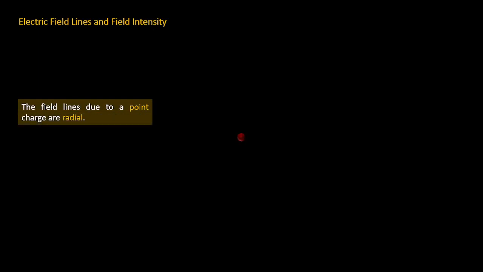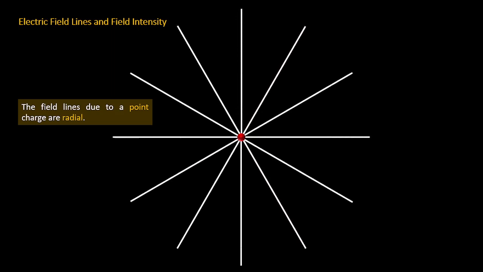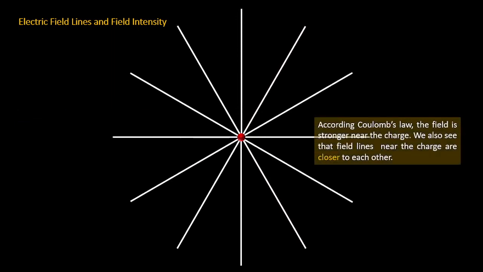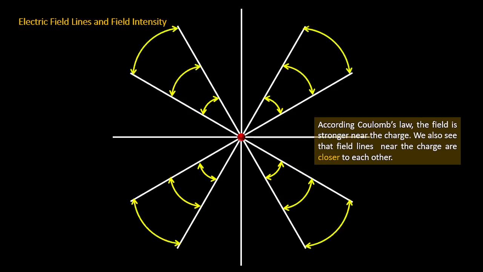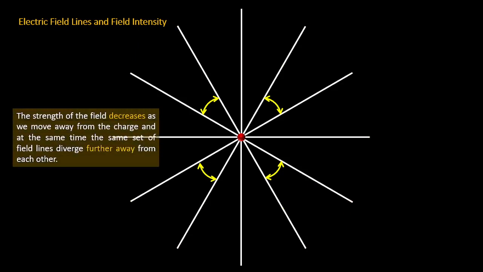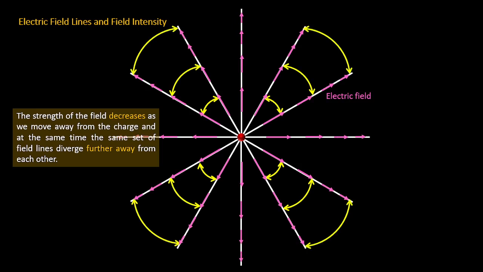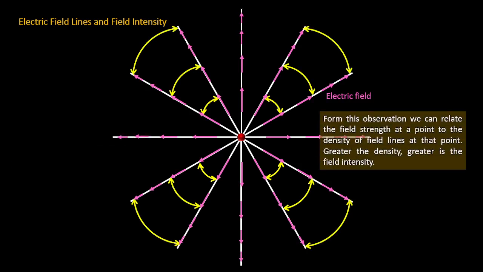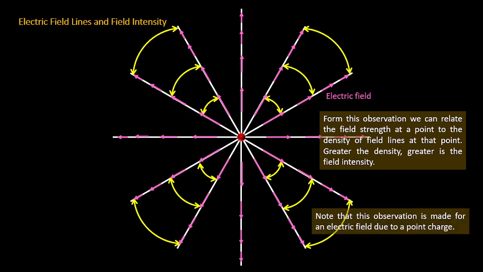The field lines due to a point charge are radial. According to Coulomb's law, the field is stronger near the charge. We also see that the field lines near the charge are closer to each other. The strength of the field decreases as we move away from the charge, and at the same time, the same set of field lines diverge further away from each other. From this observation, we can relate the field strength at a point to the density of field lines at that point. Greater the density, greater is the field intensity. Note that this observation is made for an electric field due to a point charge.